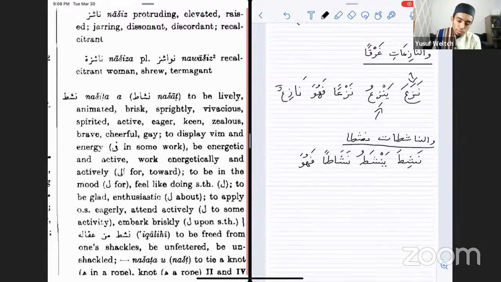What form is this? Form 1. So what's the ism al-fa'il of form 1? Nashitun. Good. And if you made this feminine plural, like it is in the verse above, it will be وَالنَّاشِطَاتِ. Again, the angels and al-arwah and nashitat, those angels who take out the soul.